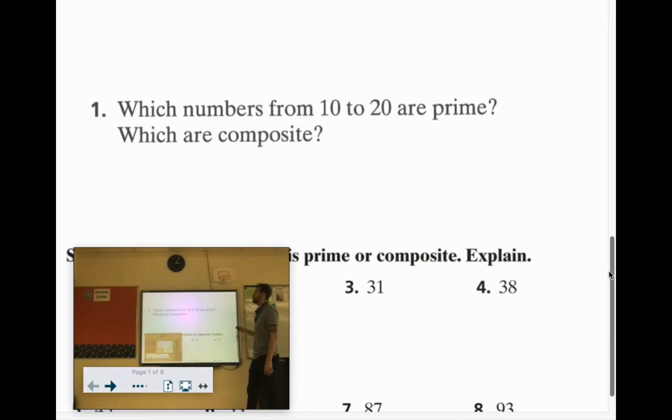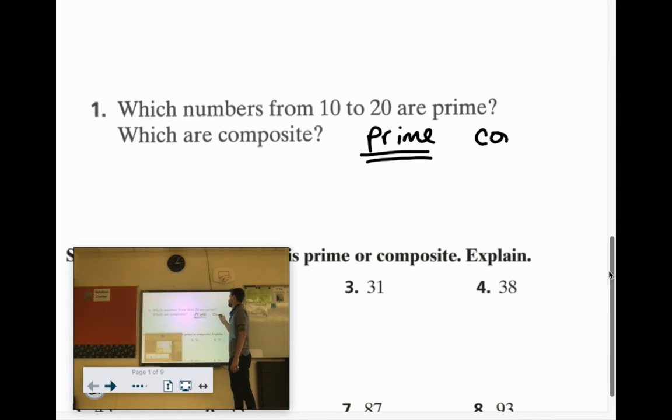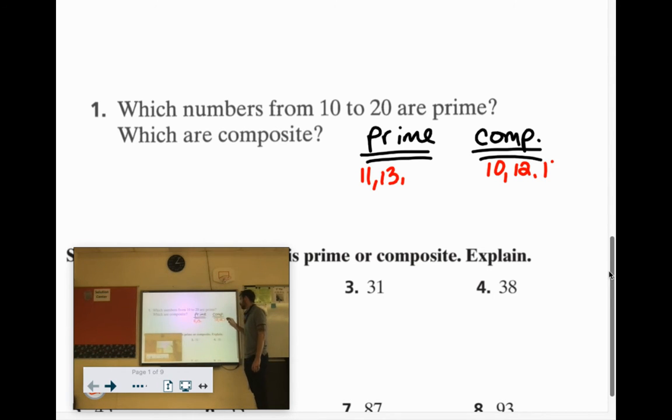So this next part says which numbers from 10 to 20 are prime, which ones are composite. So let's just have a column for our prime numbers and our composite numbers, and we'll put them in the right spot. So 10 to 20, okay? 10 is composite. Every even number is composite, right? Because 2 goes into all of them, except for 2, sorry. 2 is prime. 11 is prime. 12, composite. 13, prime. 14, composite.